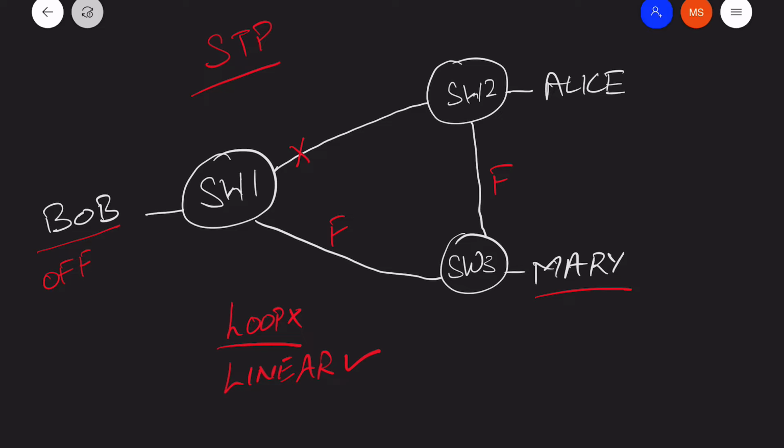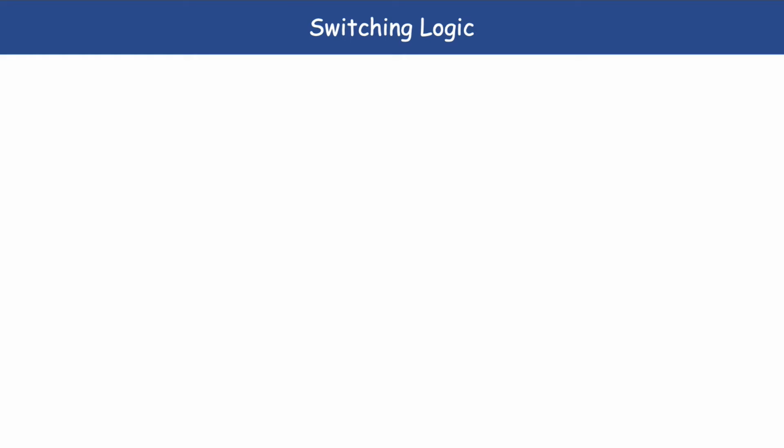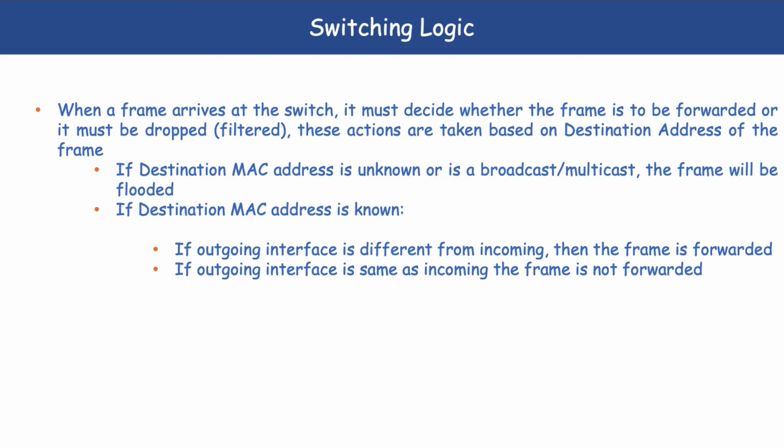We just have to configure which interface or which segment has to be blocked or disabled by the switch. Configuration is automatic, and when a link goes down, this state automatically turns into a forwarding state. We will learn about STP in a later lesson. So let's understand the switching logic once again theoretically.